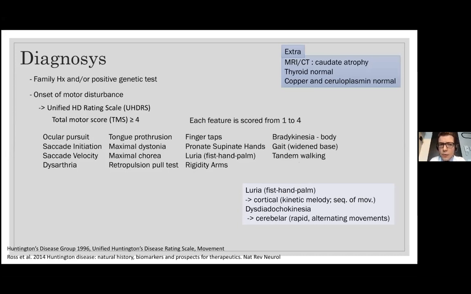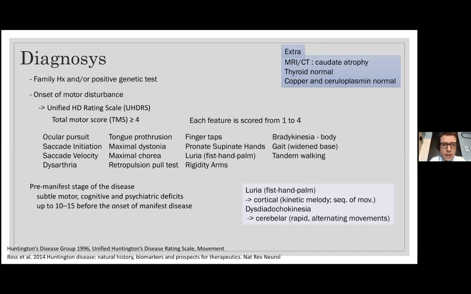Okay, and if you only have family history, then it's definitely interesting to also get an MRI or a CT to look for caudate atrophy and to have some consistency, and also to check for the thyroid and for Wilson, so looking at copper and ceruloplasmin, because you want to make sure that it's not a different type of chorea. And as I mentioned, there is a pre-manifest stage before the motor onset, which can happen 10 to 15 years before this onset.